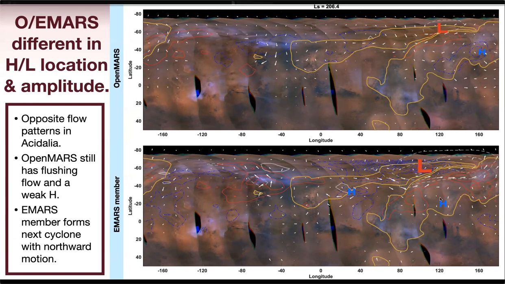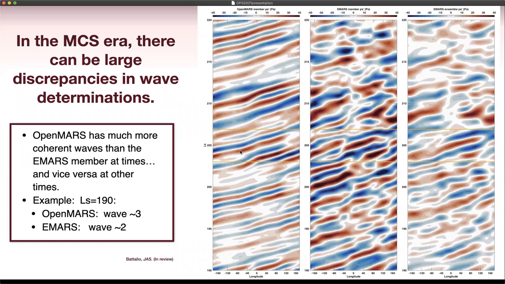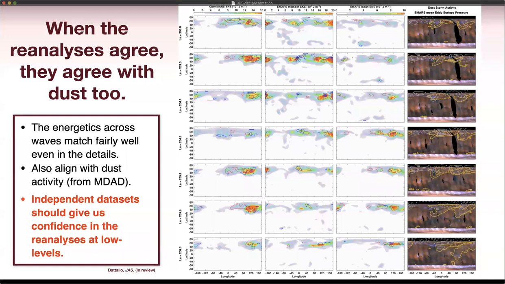But we'll also note there are large discrepancies still between the 2 data sets. For example, there are much colder temperatures here in the EMARS member, and we have opposing directions of wind in the Acidalia region. Again, this is because the Mars Climate Sounder database does a poor job of constraining the data to a single solution, as can be seen here in this Hovmöller, where we have much more coherent waves for open Mars at this particular time, at least, than we do for EMARS. Again, if you'd like to know more about this, please see my paper in JAS.